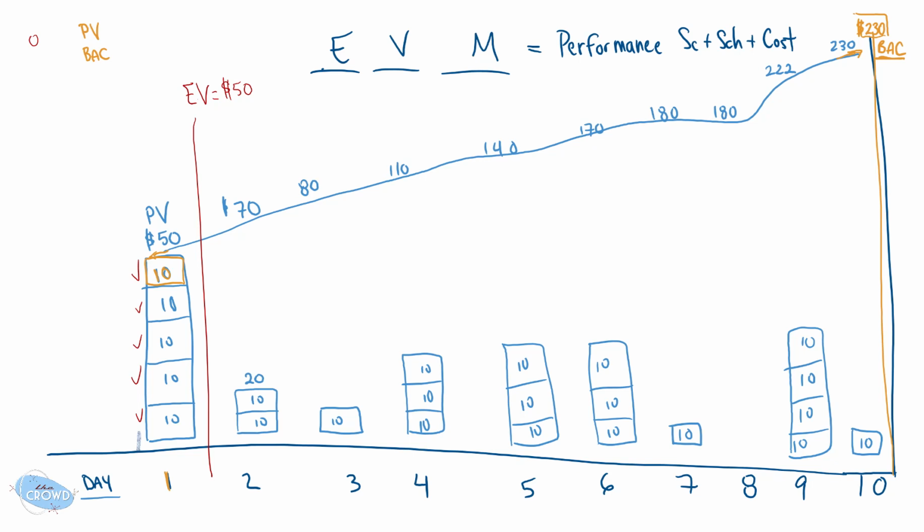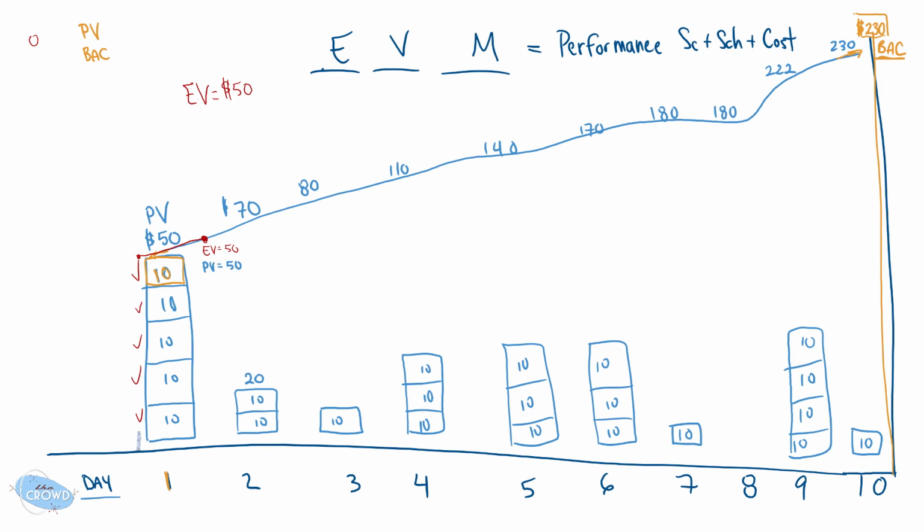So now, if we're graphing this with the red line going across, at this point, at the end of day 1, we have an earned value of 50. But what was the planned value? Well, the planned value was also 50.